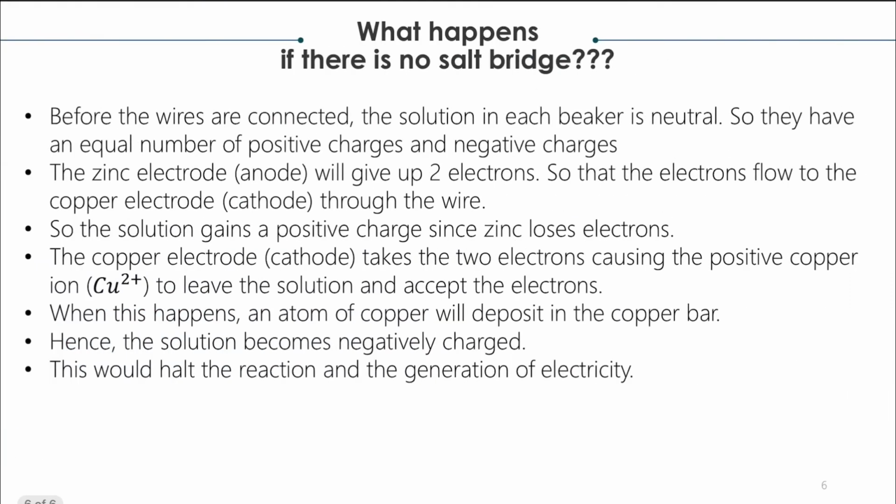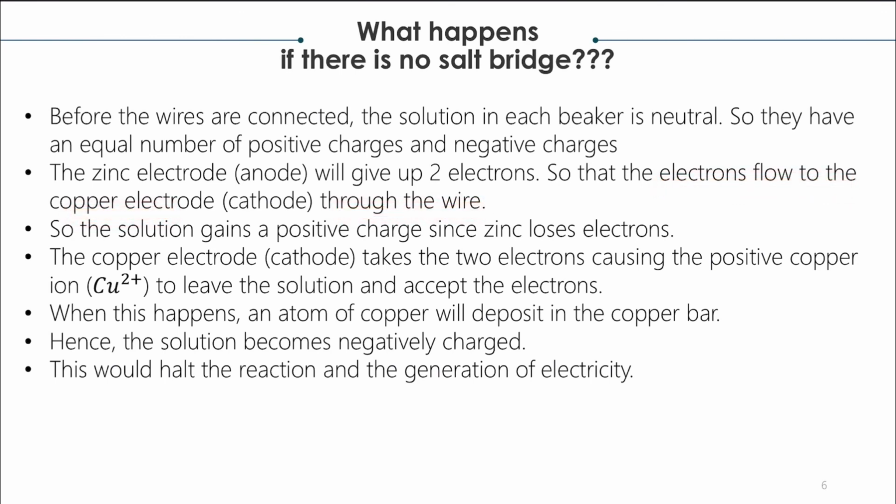But what will happen if there is no salt bridge in a galvanic cell? We know that before the wires are connected, the solution in each beaker is neutral. So they have an equal number of positive charges and negative charges. The zinc electrode, which is the anode, will give up 2 electrons. Those electrons will flow to the copper electrode, which is the cathode, through the wire.